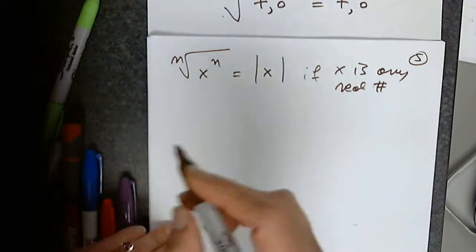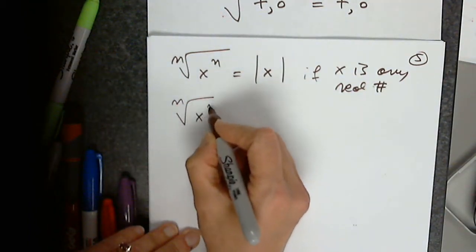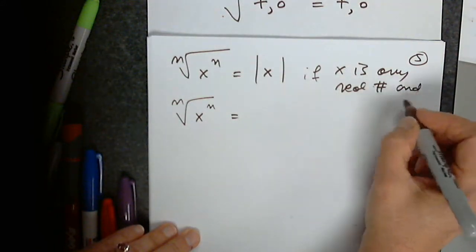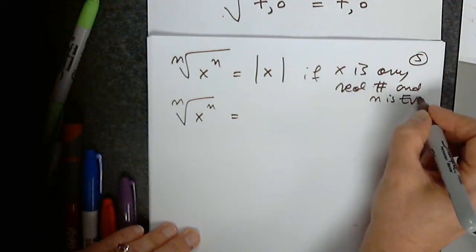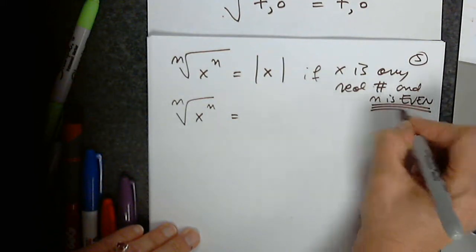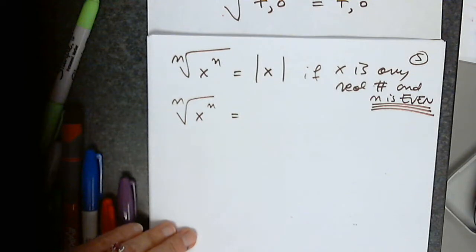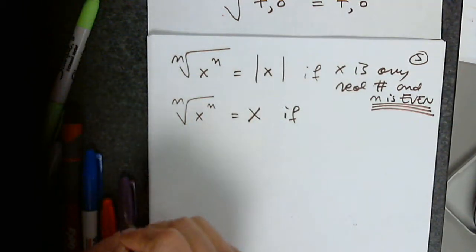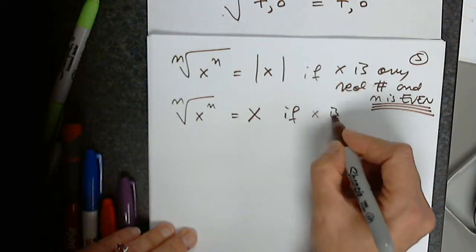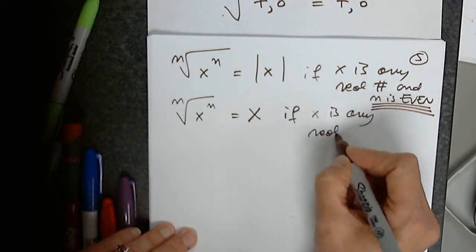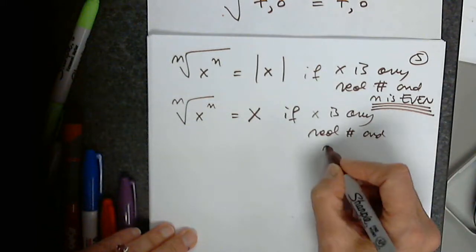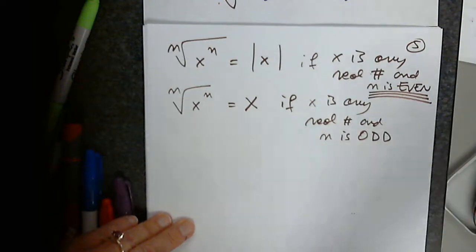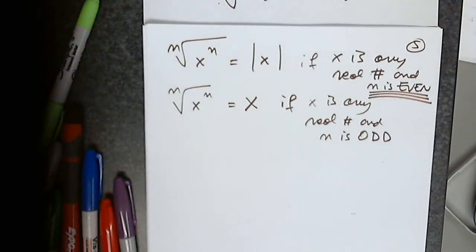The second option: the nth root of x to the nth is the absolute value of x if x is any real number and n is even. The nth root of x to the nth is x if x is any real number and n is odd. Excellent. So let's write those two.